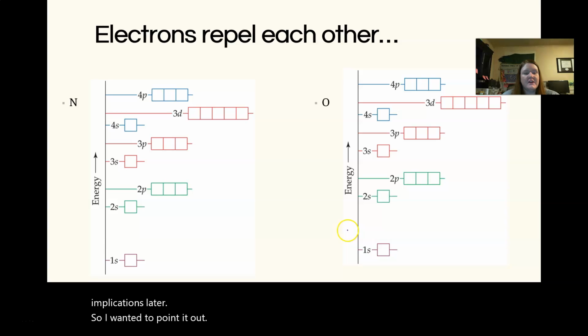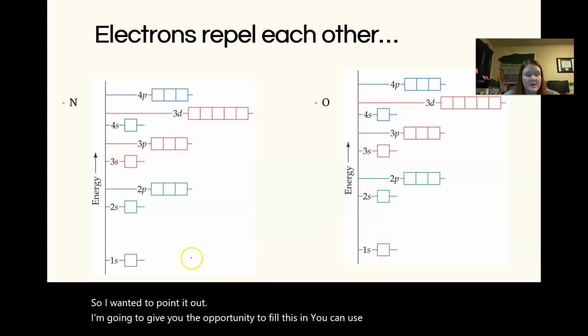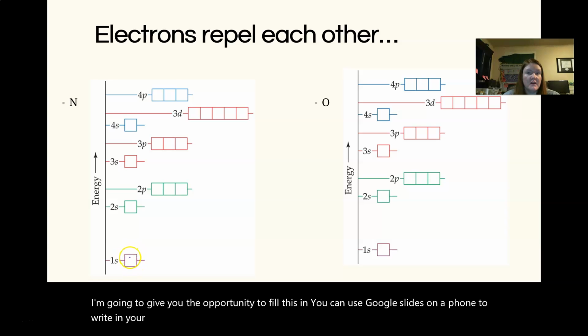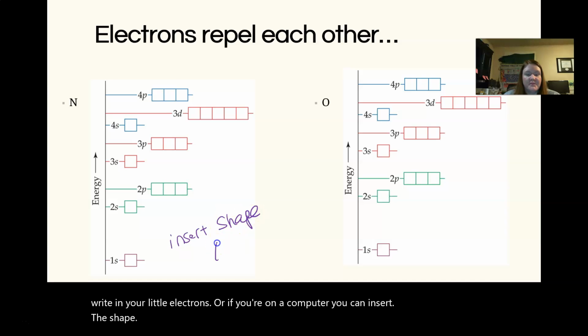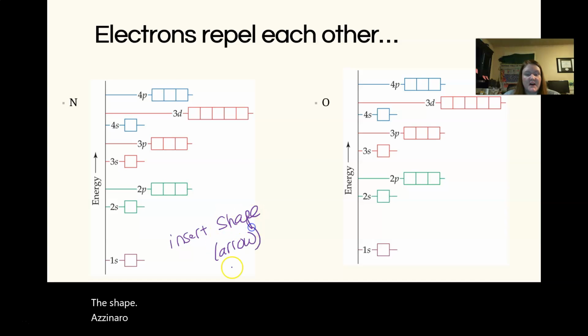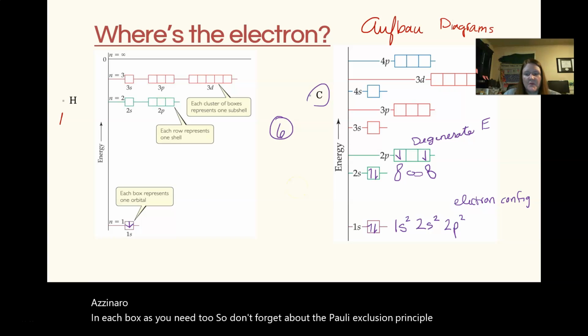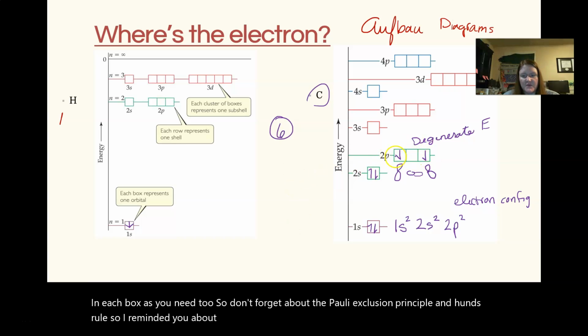I'm going to give you the opportunity to fill this in. You can use Google Slides on a phone to write in your little electrons, or if you're on a computer, you can insert the shape as an arrow in each box as you need to. So don't forget about the Pauli exclusion principle and Hund's rule. So I reminded you about Hund's rule. These want to point in the same direction.